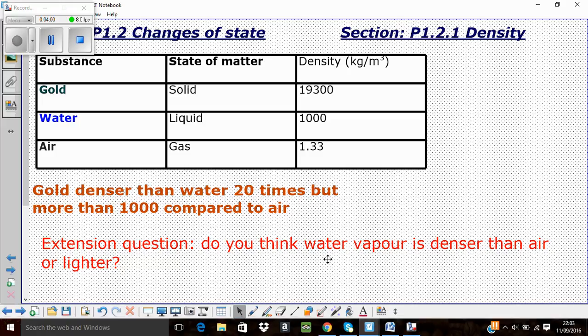Extension question: do you think water vapor is denser than air or lighter? Now think about the particles that make the composition of the water molecule. Think about the atoms or the particles that make the composition of air.